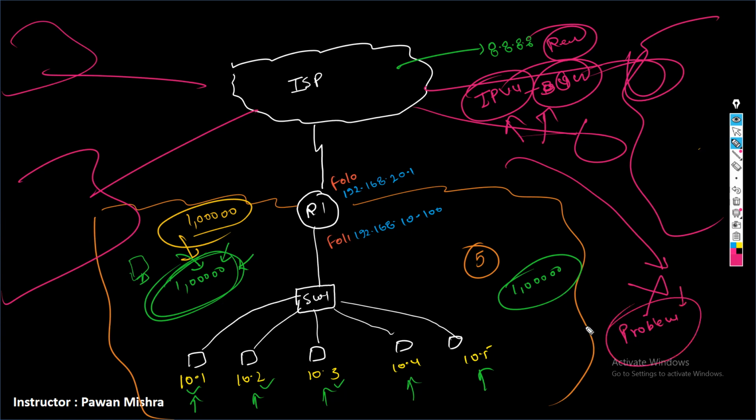Because all over the world, how many IPv4 addresses do we have? 4 billion IPv4 addresses, and the population all over the world is more than 4 billion, right? So right now IPv4 addresses are reducing. So how to stop this IPv4 reduction?